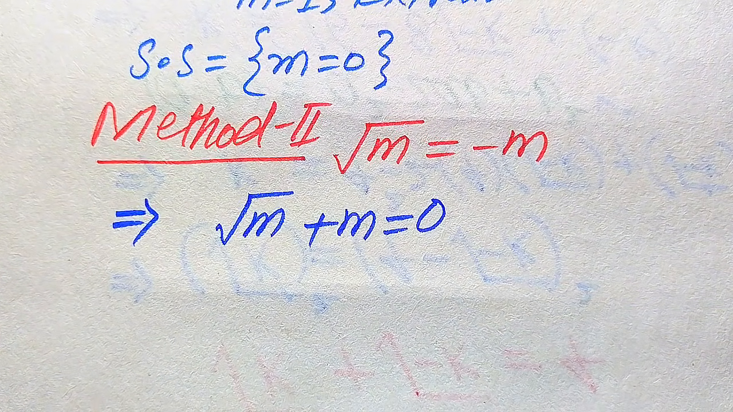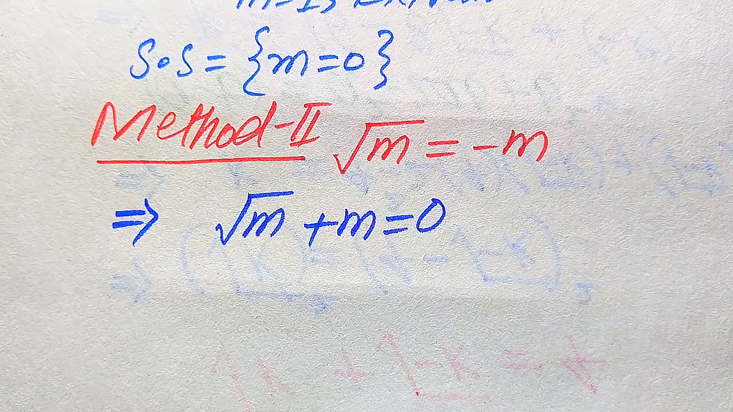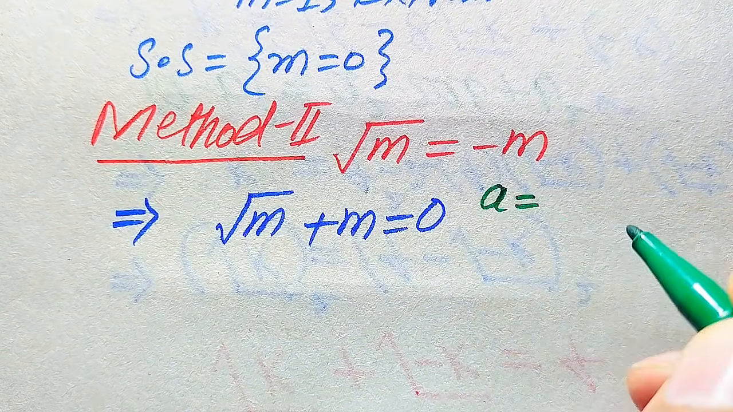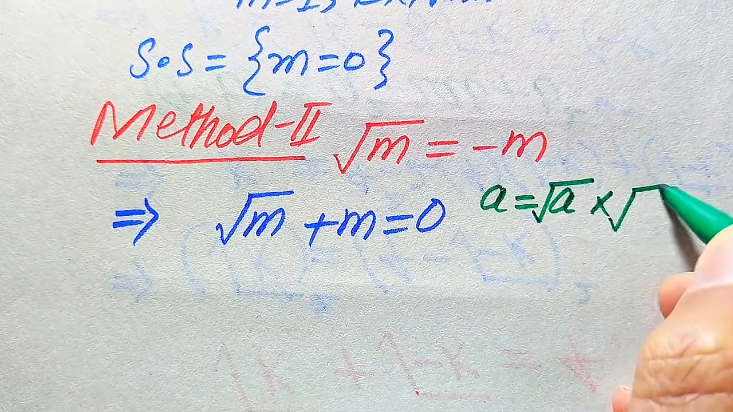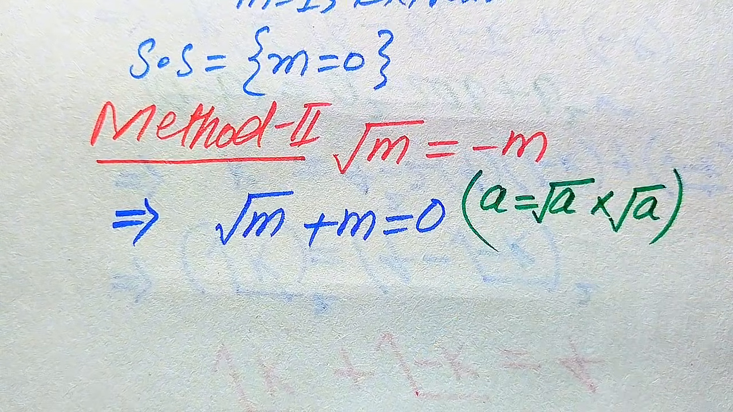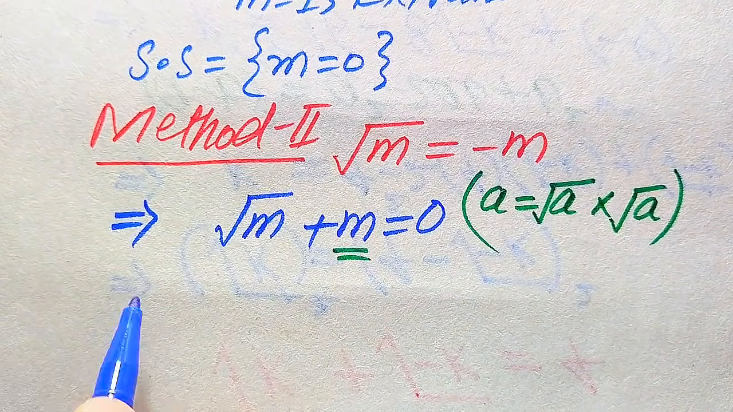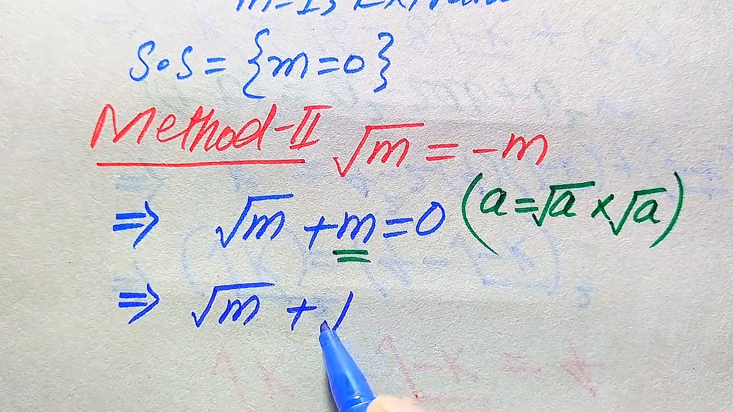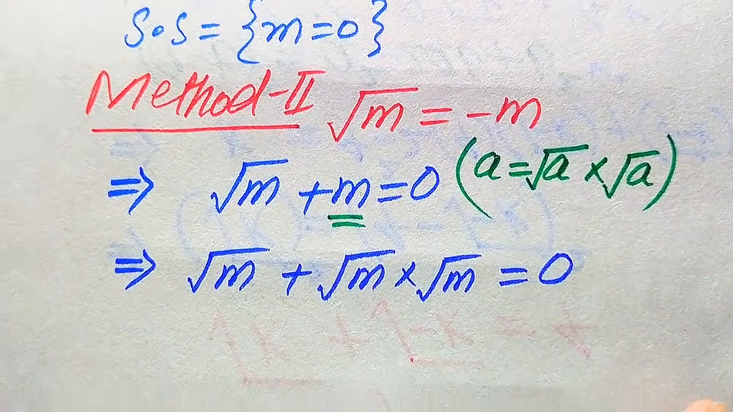So here you know that if you have any number a, we can write this a in the form of a product of two radicals. We write it as a equals square root of a multiplied by square root of a. Okay, so according to this rule, we write this m in the product of two radicals form. So it will be written as square root of m plus square root of m multiplied by square root of m is equal to 0.